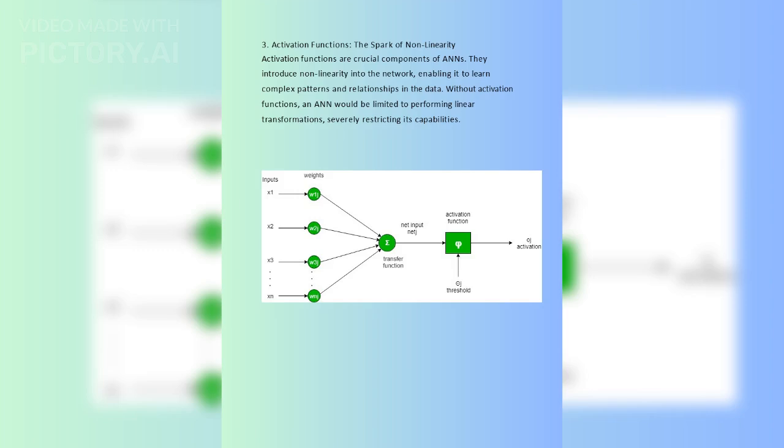Activation functions are crucial components of ANNs, introducing non-linearity into the network. This enables the network to learn complex patterns and relationships in the data, which would be impossible with linear transformations alone.